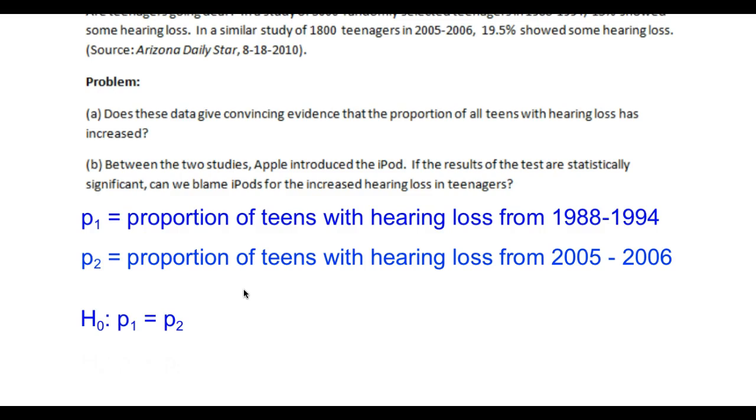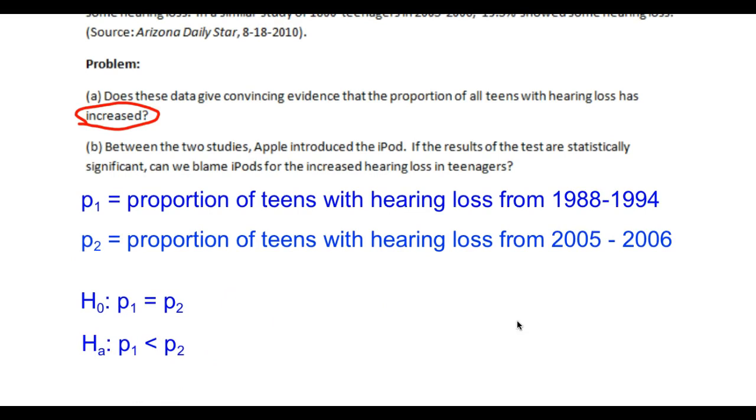For our alternative hypothesis, we have to decide, is this going to be a one-tailed test or a two-tailed test? And the clue is right here in the word increased. So we can tell that we have a one-tailed test. The question is, do we want to use less than or greater than? And that in part depends on how we defined our population parameters. If hearing loss has increased, we'd expect P2 to be bigger than P1, or we could say P1 to be smaller than P2. So we really want to see if P1 is smaller than P2. And that would indicate that the proportion of all teens with hearing loss has increased.